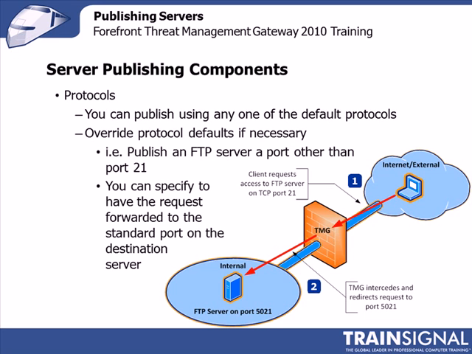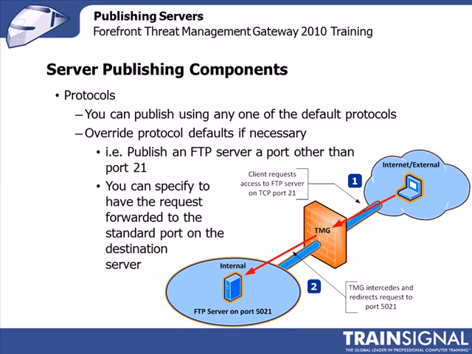So, what can you publish? From a protocol perspective, you can publish using any one of the default protocols that are available in Threat Management Gateway. And you can override protocol defaults if necessary. For example, if you wanted to publish an FTP server on a port other than port 21, you can do so and still have clients access that service over port 21.